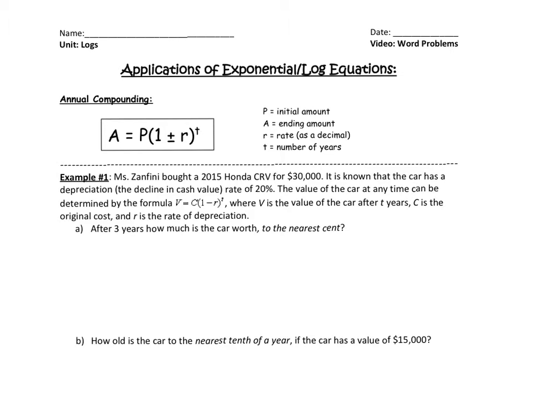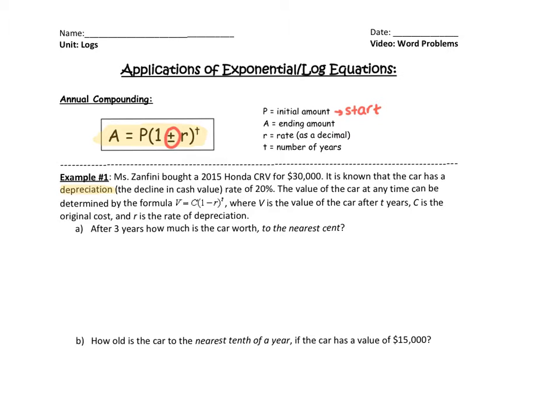So because we're talking about an annual depreciation, this keyword here, depreciation, means that we're going to use this annual compounding formula, which we have up here. A equals P(1 plus or minus R) to the T. And we choose to use either the plus or the minus, depending on if the situation requires money or an item to grow or if the money is decreasing. So in this formula, P will always be your initial amount, initial meaning your starting value. A will always be your ending amount. R will be your interest rate expressed as a decimal, and T will be your time in years.